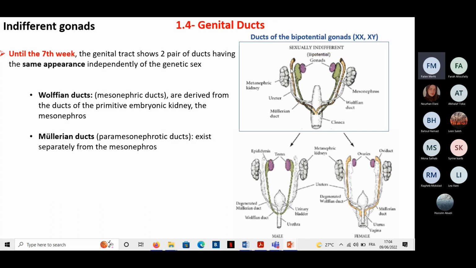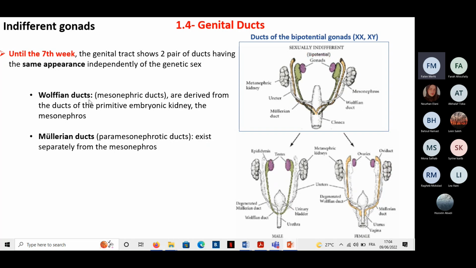And the yellow ducts, which are the Mullerian ducts, will be maintained in the females and will disappear in the males, okay? But until the 7th week of development, we have the same genital ducts for both sexes, which are the Wolffian duct and the Mullerian duct.